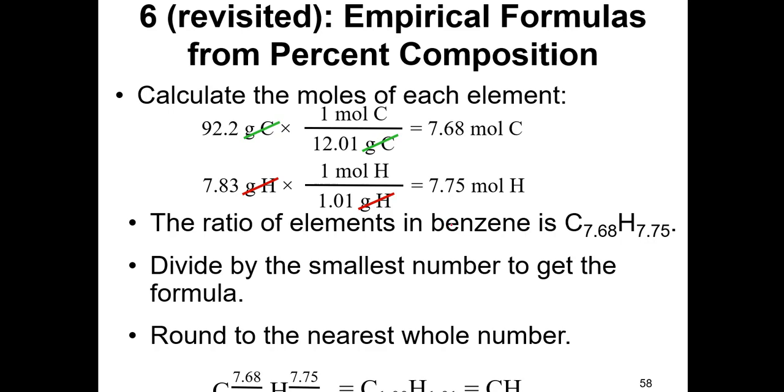You're then going to go ahead and divide by the smallest number. So the smallest number of the two is 7.68. And when you divide by the smallest number, or here's an example shown right here, that gives you the crude empirical formula. So C1H1. Now technically this is 1.01, but in this type of calculation this is considered good enough. So you would round to a whole number. So 1.01 is rounded to 1.